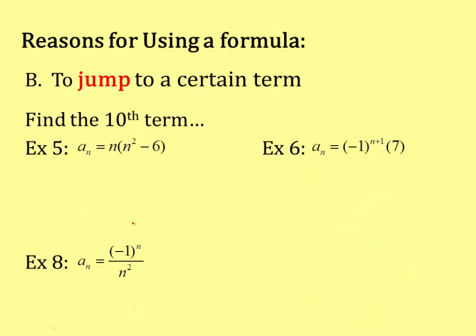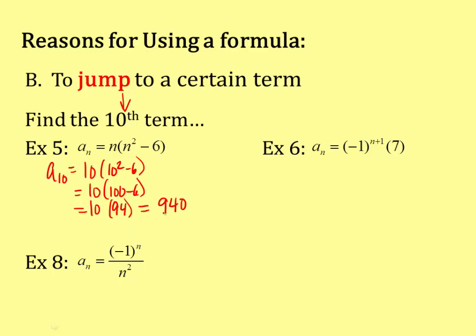Now, another reason for the formulas, they can help you jump to a certain term. Okay, so you'll have problems that will say, like, find the 10th term. And instead of listing all 10 terms, you can just jump to that specific term by plugging in that value. So on each of these examples, I'm going to just find the 10th term. So I do a sub 10, and I put in a 10 where the n is and solve it. 10 squared minus 6. Okay, well, parentheses first, right? 10 squared is 100 minus 6 is 94 times 10 is 940. Bam, you're done. That's it.